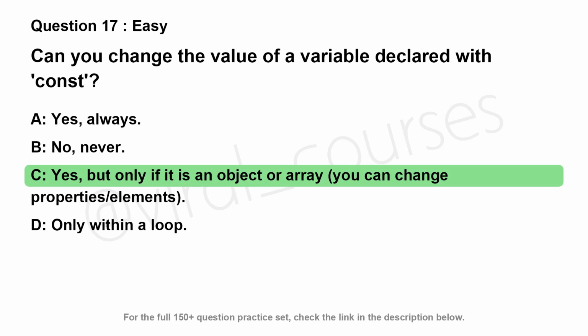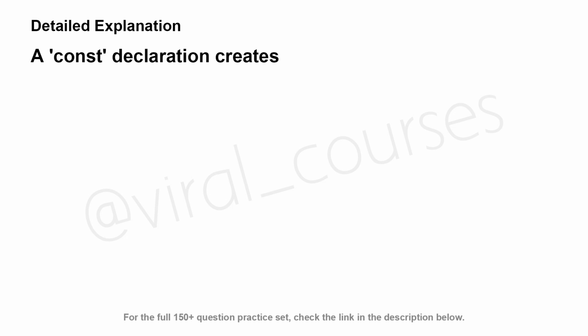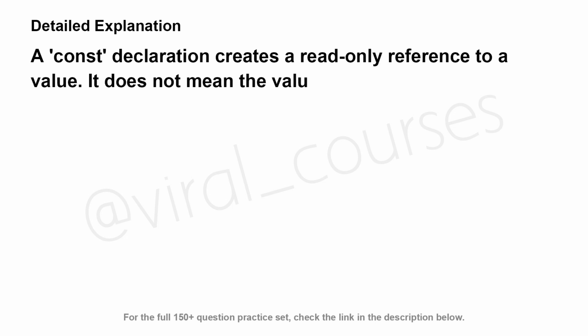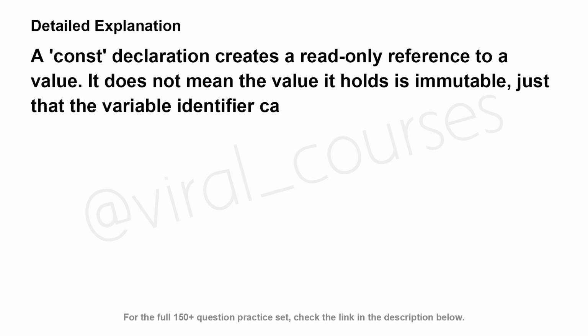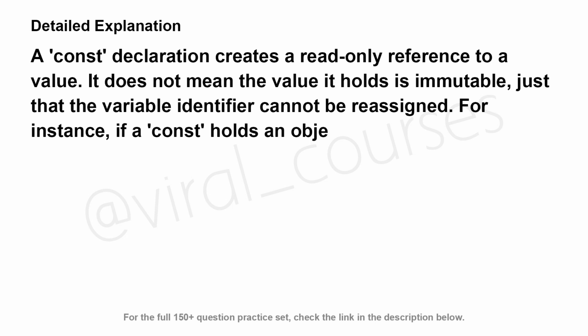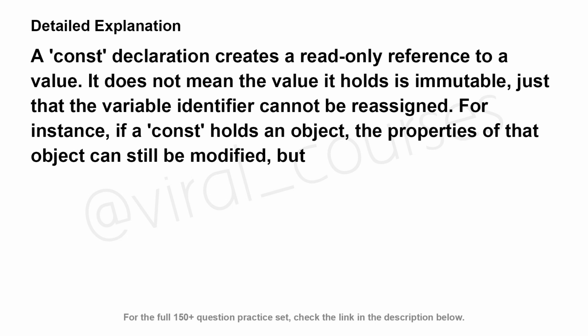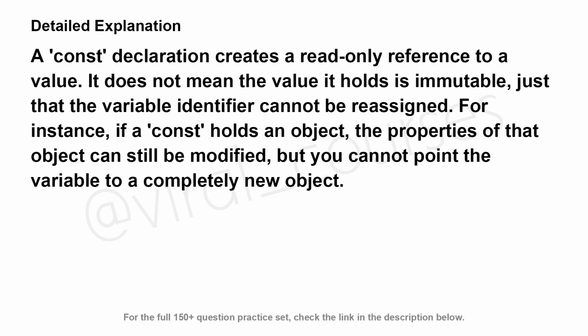The correct answer is C. A const declaration creates a read-only reference to a value. It does not mean the value it holds is immutable, just that the variable identifier cannot be reassigned. For instance, if a const holds an object, the properties of that object can still be modified, but you cannot point the variable to a completely new object.